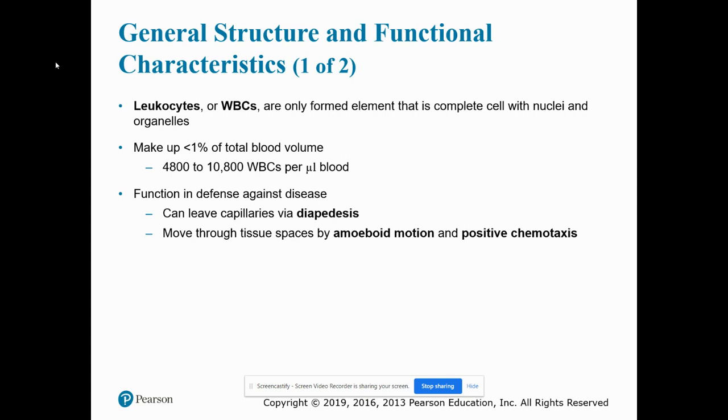But if you don't know what an amoeba is, then that doesn't help you out. So what it is, they have these cytoplasmic extensions that create pseudopodia. The cytoplasm moves and creates these pseudopodia, which are called false feet, and they just kind of crawl along. And then positive chemotaxis means that something is attracted toward a chemical.